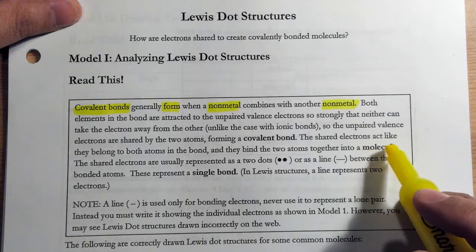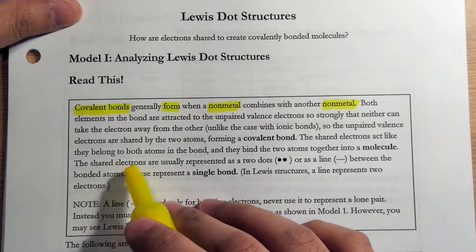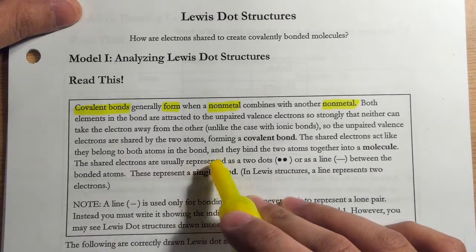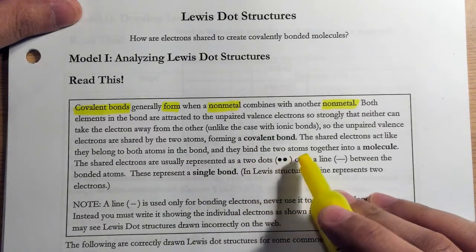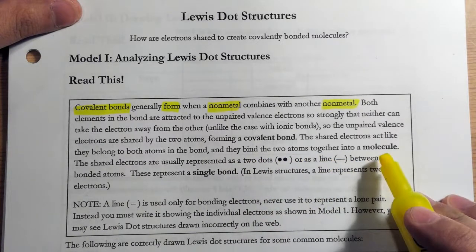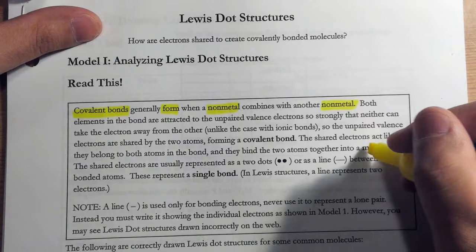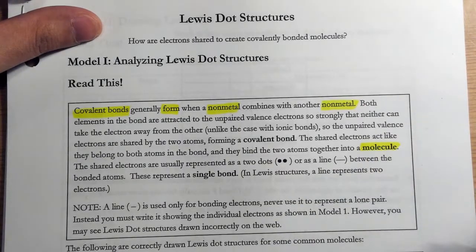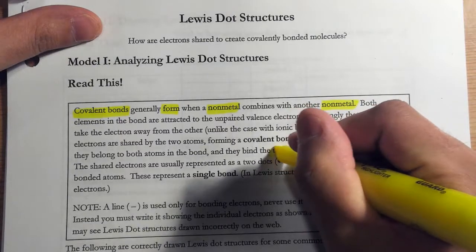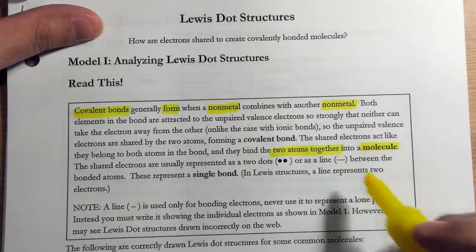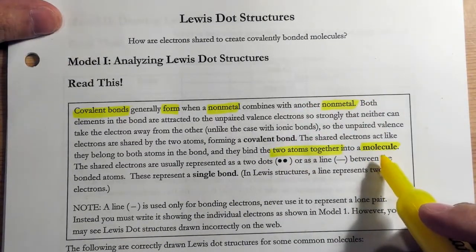The shared electrons act like they belong to both atoms in a bond, and they bind the two atoms together into a molecule. So a molecule is basically a combination of elements that are put together. So in this case, two atoms together create a molecule.